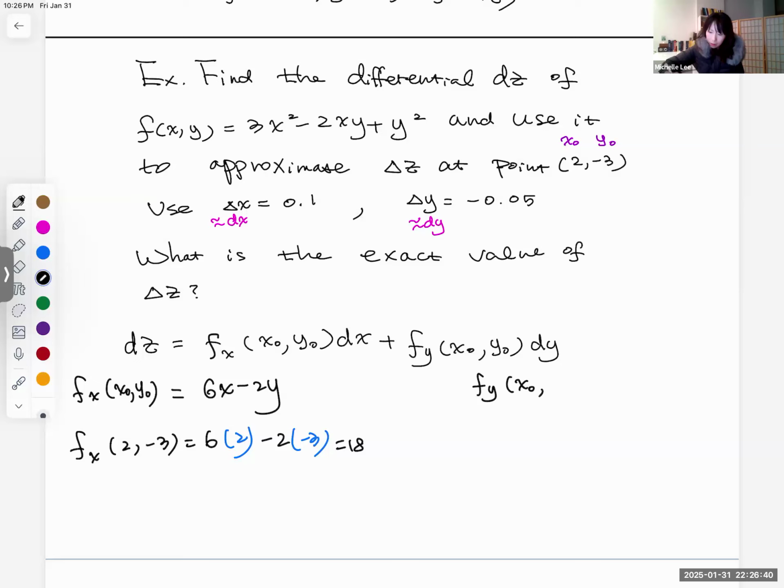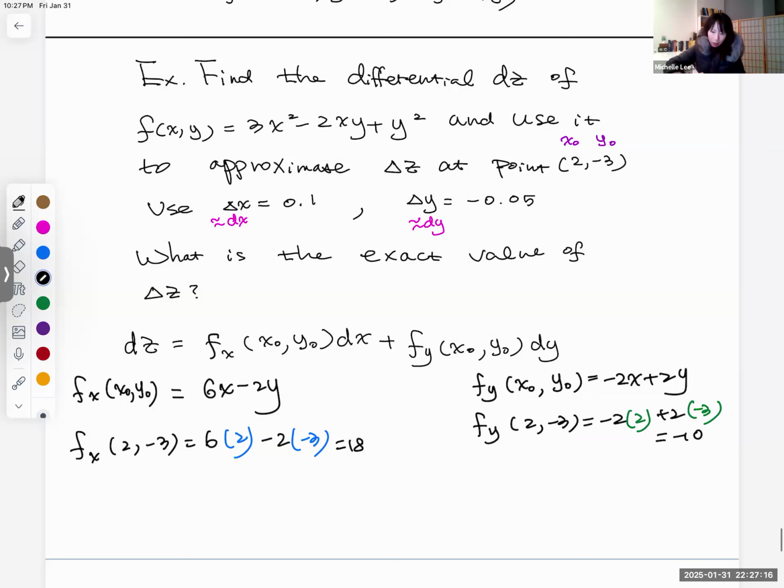Okay, how about the partial derivative with respect to y? At x naught, y naught, which is 0, -2x and 2y, right? -2x plus 2y. And then we substitute x naught, y naught, which is 2, -3: -2 times 2, plus 2 times -3, which is -10. Thank you.